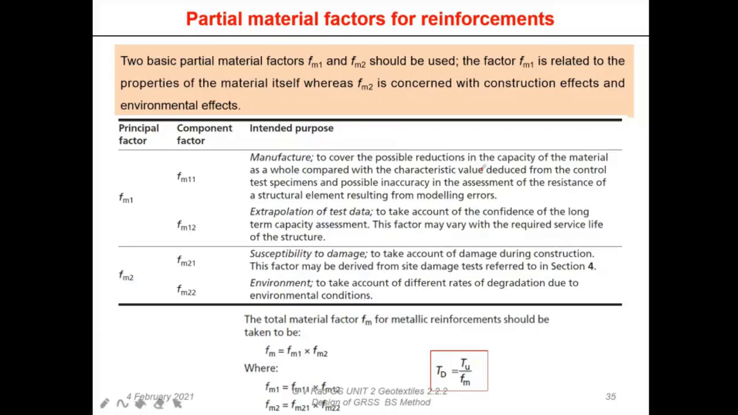Then we have the partial material factor for reinforcements. So the partial factor is actually F sub M. FM is categorized into 4 categories basically, called FM1 and FM2, and FM1 again under 2 heads, FM11 and FM12, and FM21, FM22. If you see, the logic of this is very interesting. FM11 refers to the intended purpose, manufacture, to cover the possible reductions in the capacity of the material as a whole, compared to the characteristic value deduced from the control test specimens, and possible inaccuracy in the assessment of the resistance of the structural element resulting from modeling errors. So they are talking of modeling errors actually.